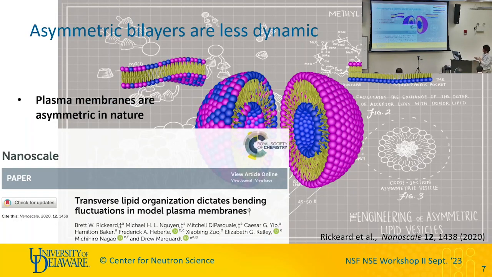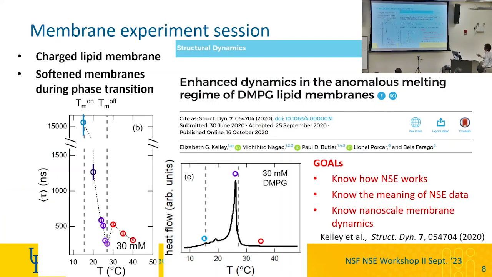Another thing is this is a user experiment. They make an asymmetric lipid bilayer. We know that plasma membranes have a concentration difference in the different leaflets. So this is biologically relevant, I think. So when you make these types of asymmetric lipid bilayers, the fluctuation becomes slower, more rigid. Those are the types of information we could extract. So those things, I think, are interesting.